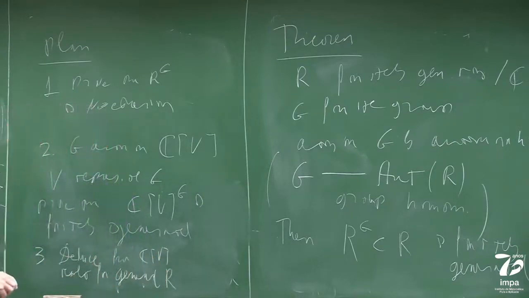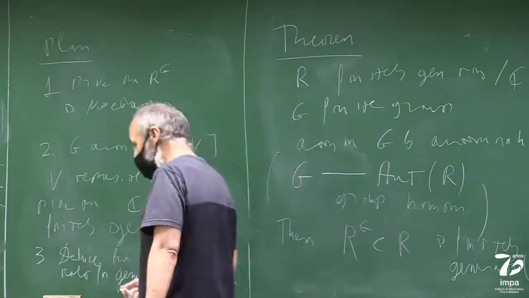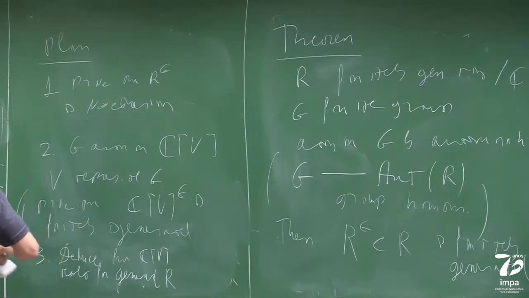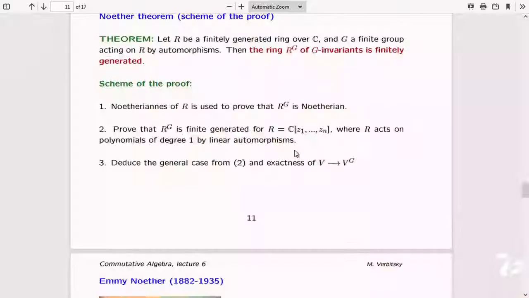Well, the idea is that you obtain every ring with an action of G as a quotient ring of a polynomial ring with an action of G, in such a way that the quotient map commutes with the G action. This gives you a way to obtain the result of Noether's theorem: if you have it for polynomial rings, you obtain it for all rings. This was the plan. Let's now go to the first step.